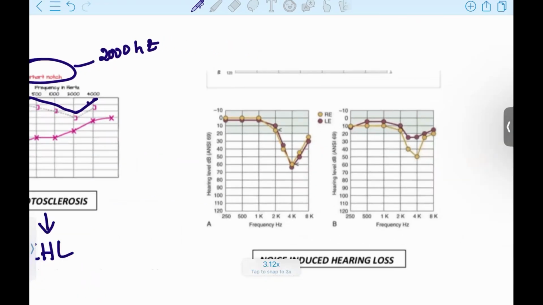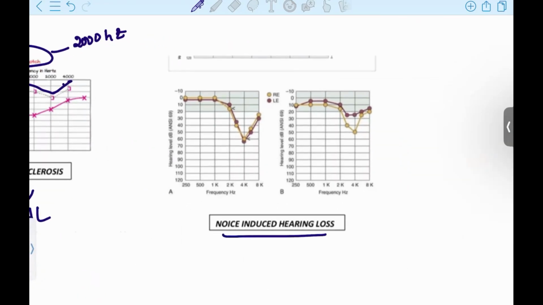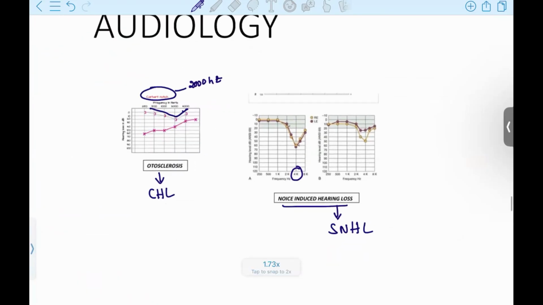And the next one is noise induced hearing loss. This is seen at 4000 Hz. Okay, 4000 Hz, and this is due to which of the following, guys? Sensory neural hearing loss condition. Okay, these two types, the Carhart notch at 2000 and the noise induced hearing loss at 4000 Hz. And there are two other types of sensory neural hearing loss.